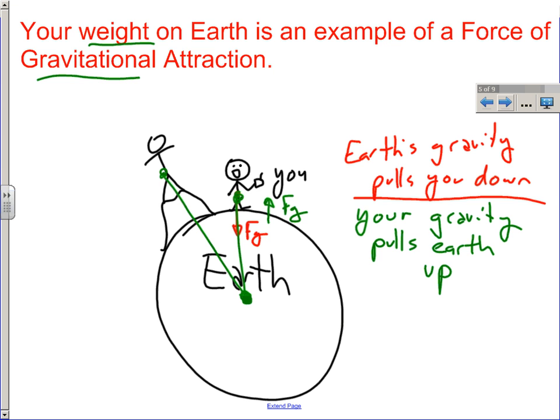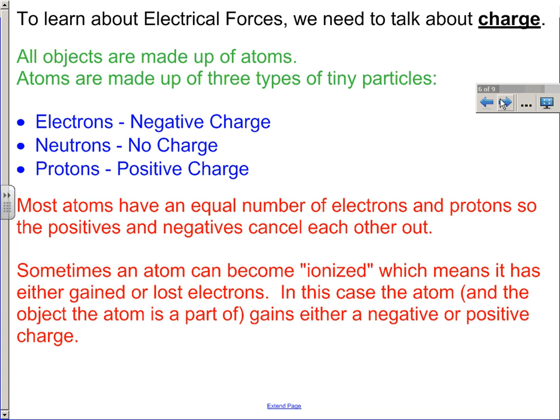So let's talk about electricity. In order to learn about electrical forces, we need to talk about what's called charge. It's pretty simple. All objects are made of atoms. You know that. Atoms, you may or may not know, are made up of three types of tiny particles. Those three tiny particles are called electrons, neutrons, and protons. And it turns out that two of these particles have what's called charge.